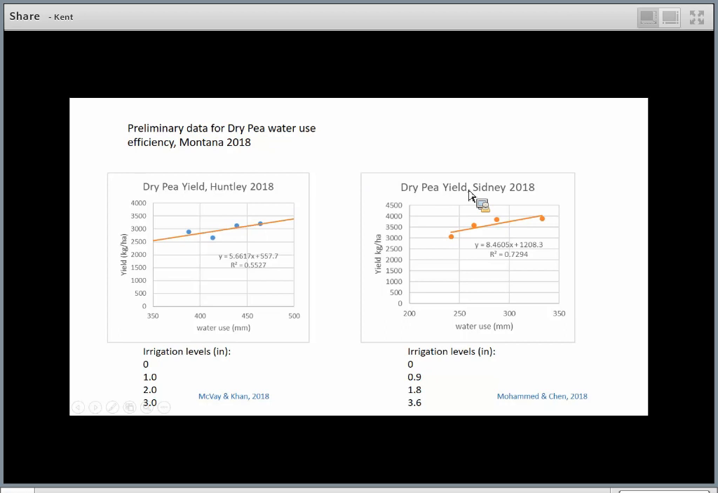So we've got 1 year data. We'll do this again next year, even if we don't get funding, at least on peas, just to get some numbers for our growers here in Montana.